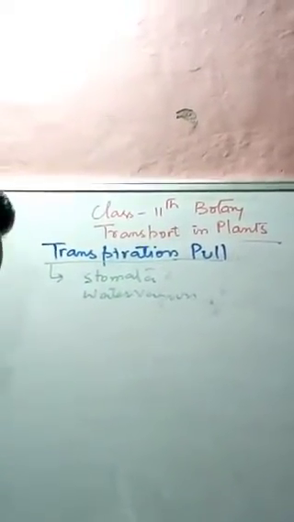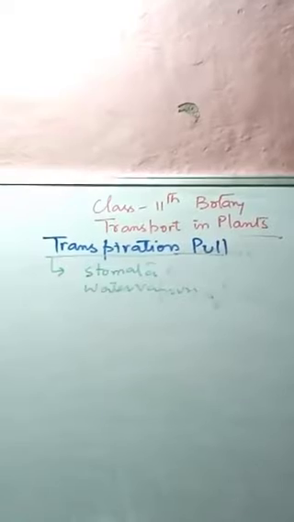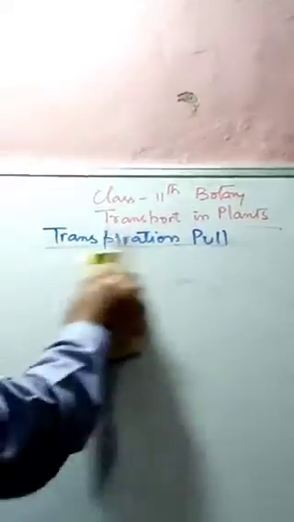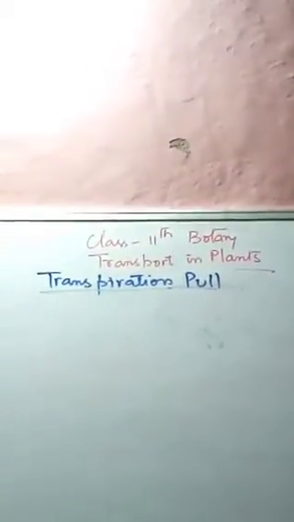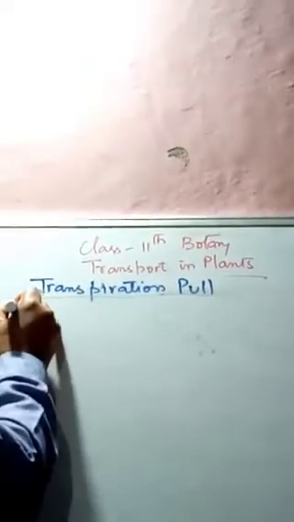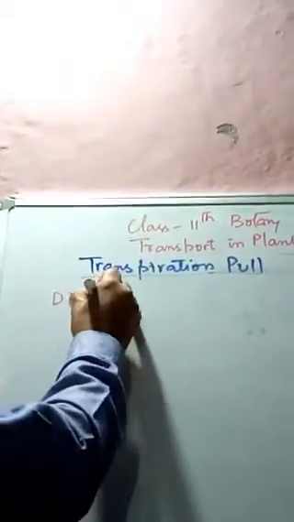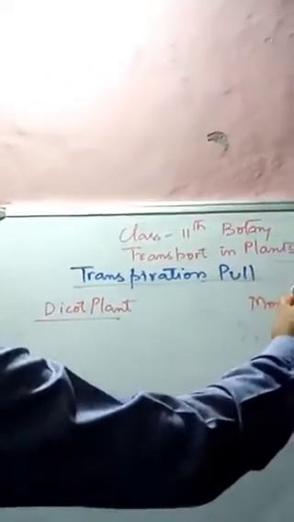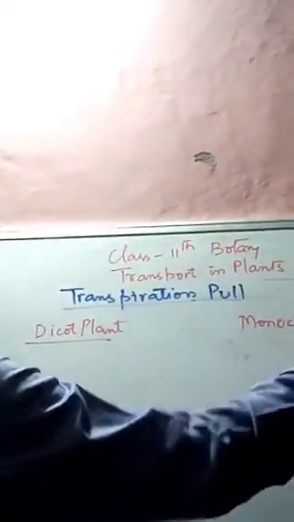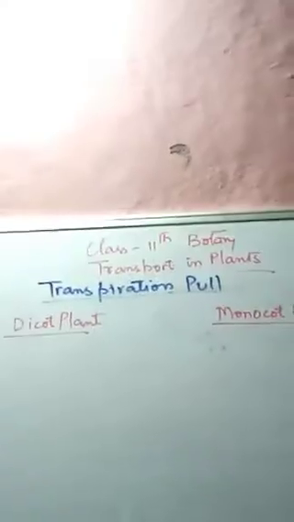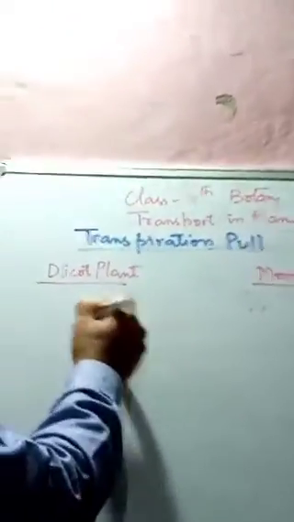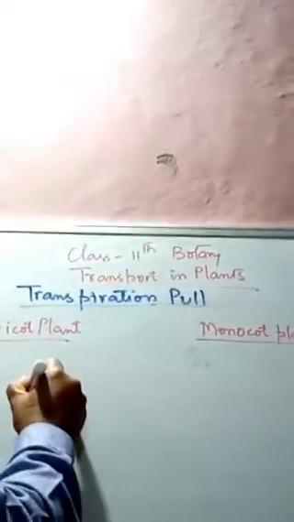Now, in order to understand this transpiration, we first have to discuss the structure of the stomata. We have two types of plants: the dicot plant and the monocot plant. Let us take the dicot plant first and see how the structure looks. In the dicot plant, the stomata is covered by the guard cells. These guard cells are bean shaped.